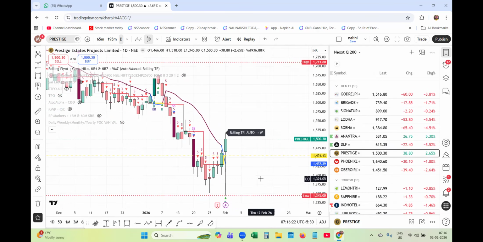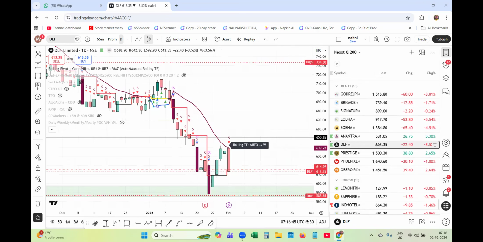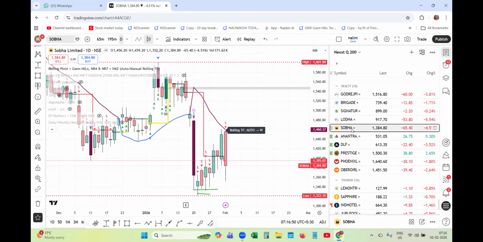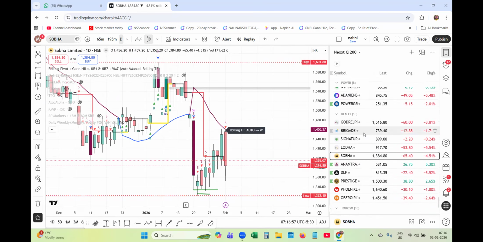Prestige Estates. You can keep it in your watch list. Prestige Estates, let me make it green. This is one stock you can consider because it has crossed above and closed higher. This is a positive thing you can see on a weekly basis. This is the weekly pivot. And let us check DLF. No. DLF still needs to, they are ready actually, some sort of reversal they are showing. Realty sector, we can consider some stocks.